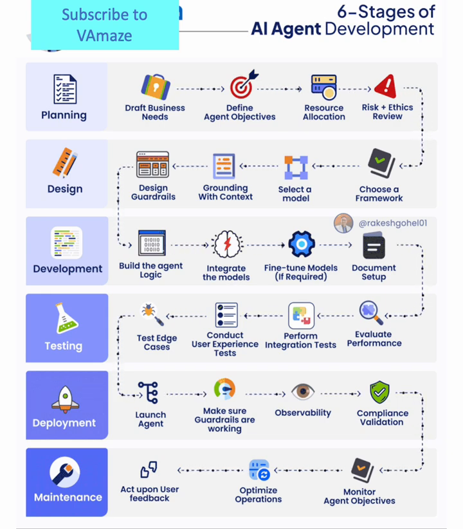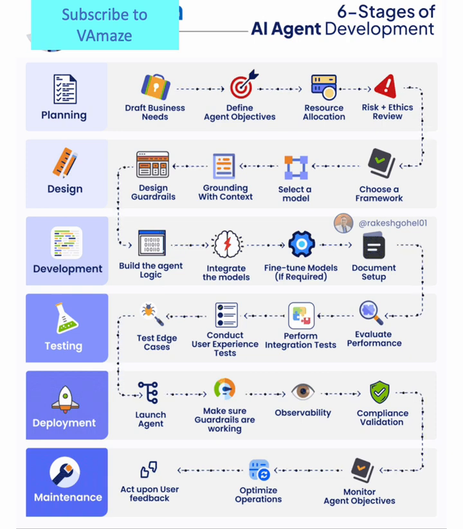Stage 1: Planning, foundation for success. The planning stage sets the trajectory for your entire AI agent project. This isn't just about technical specifications, it's about creating a comprehensive roadmap that aligns technology with business objectives.